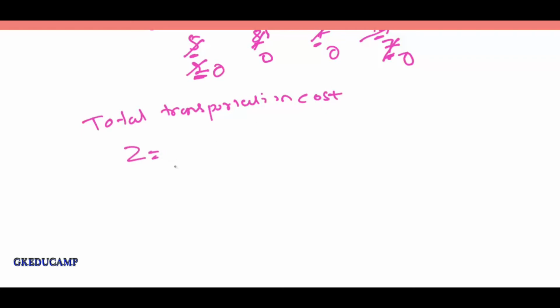Z is equal to 2 into 70 plus 3 into 40 plus 8 into 8 plus 8 into 40.